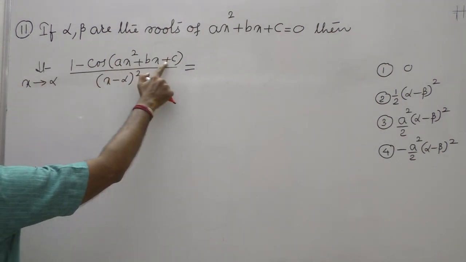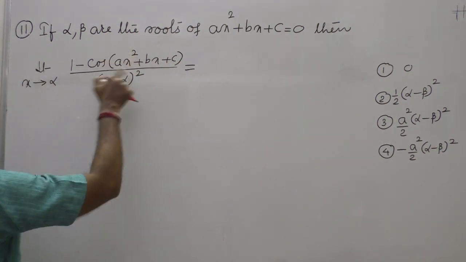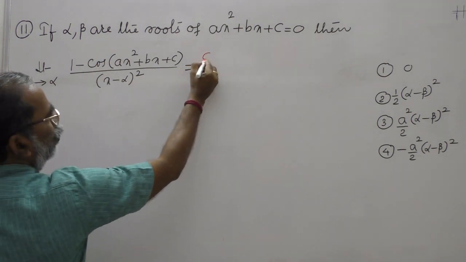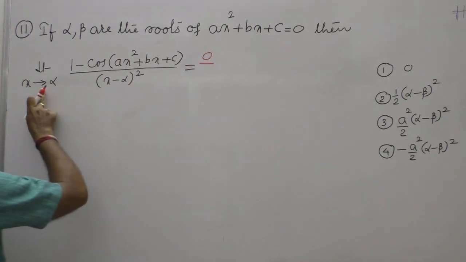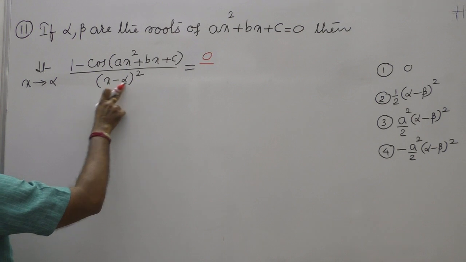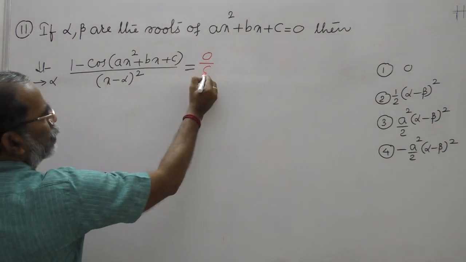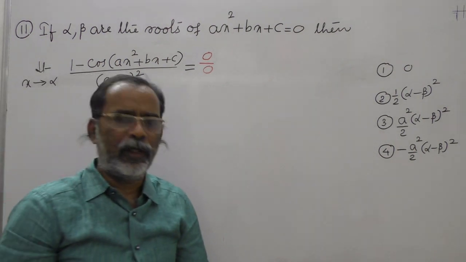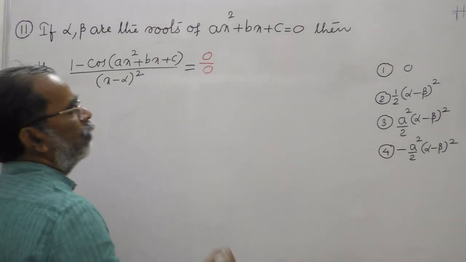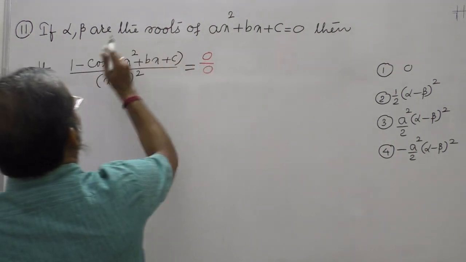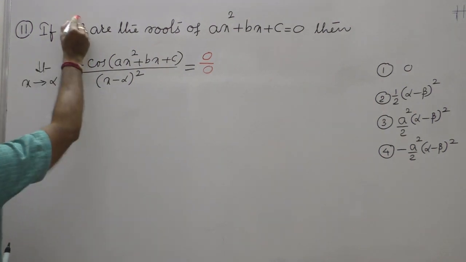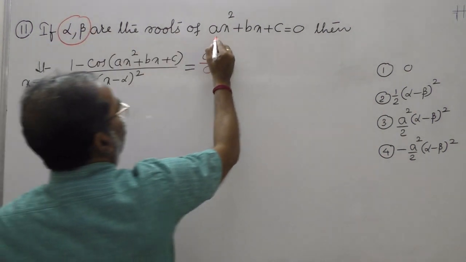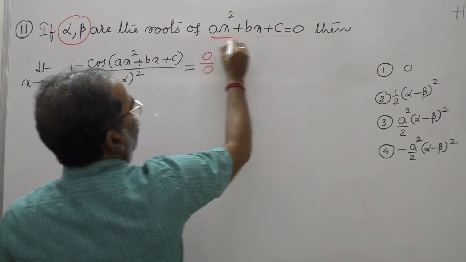Therefore this becomes 0. Cos 0 is 1. 1 minus 1, 0 numerator. Denominator, x is tending to alpha. Alpha minus alpha, this is also 0. So 0 by 0, an indeterminate form has come. So here given that alpha, beta, they are roots of this quadratic equation.